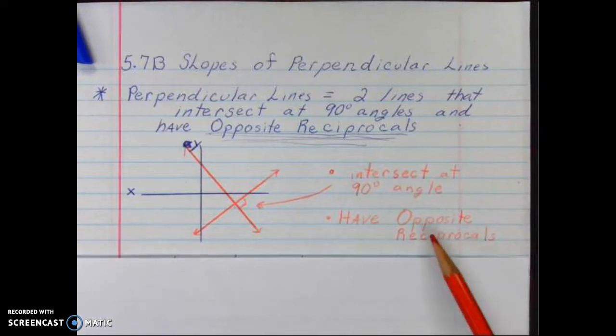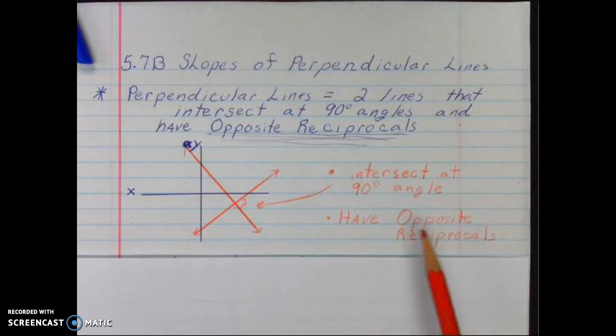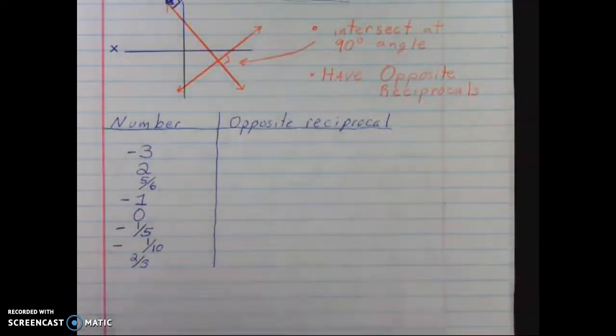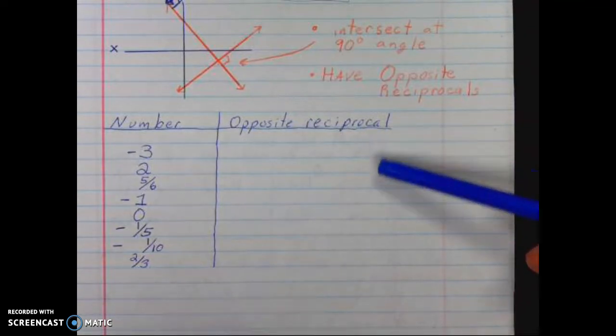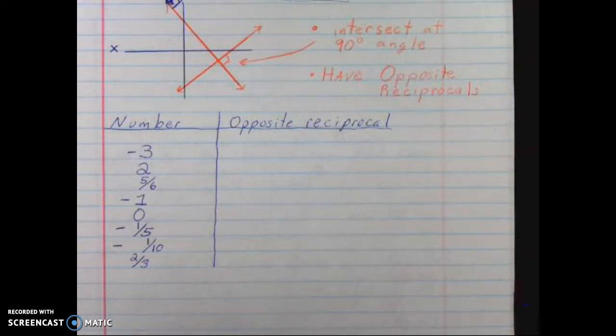But they also have these things, remember, we're all talking about slopes, they have what we call opposite reciprocals. And we're going over that in just a moment. So make sure again that you have all this copied down. Well, if we do not know what opposite reciprocals are, then this becomes very difficult. So I've created a table with some numbers, and then I will demonstrate what their opposite reciprocals are. So copy this down right now. I'm going to pause it so that you can do that.